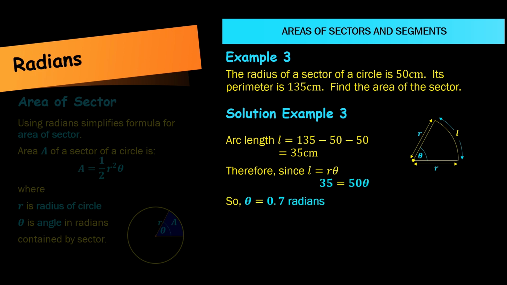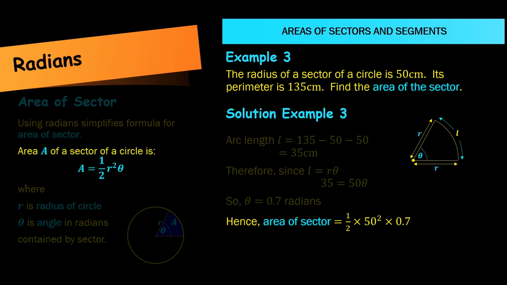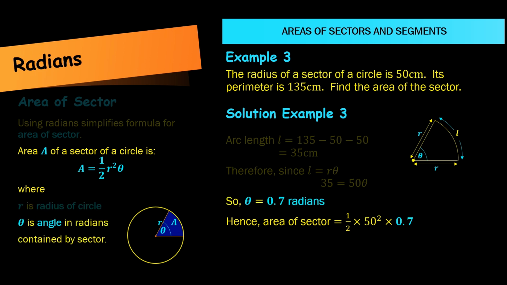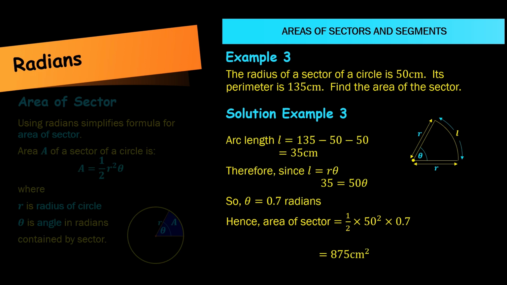Rearranging this gives us that theta equals 0.7 radians, and therefore the area of the sector equals half r squared theta, in our example, is equal to a half times 50 squared, which is radius squared, times 0.7, which is the value of theta. And this gives us that the area of the sector equals 875 centimeters squared.